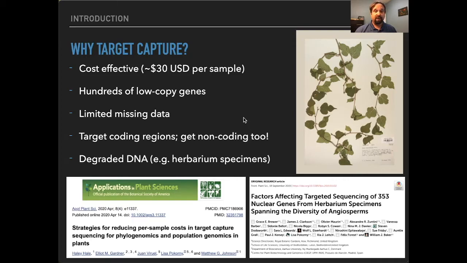Target capture sequencing can produce a large amount of data reliably. Typically, exon sequences are targeted, but non-coding regions are also recovered, expanding the phylogenetic scale for target capture. Finally, and very importantly for me as a herbarium director, target capture works great with degraded DNA like from herbarium specimens, because we're able to reassemble the small fragments from each gene after sequencing. You can read more about that in this recent paper from Brewer et al.